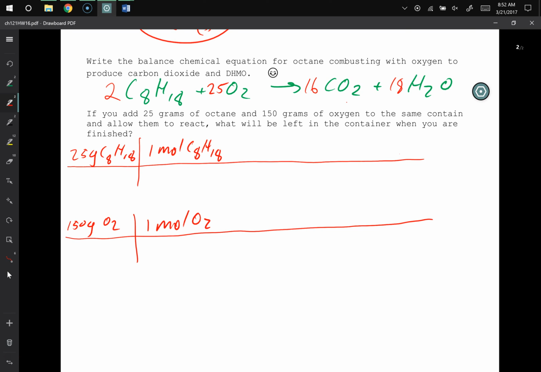12.011 times 8 plus 1.00795 times 18 gives 114.5, and then 0.231. Where do we get this number from? 8 carbons and 18 hydrogens.